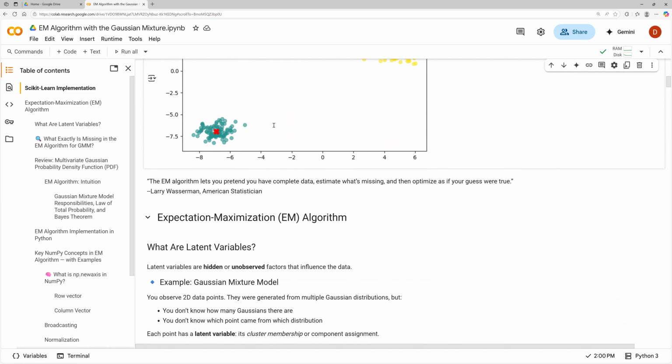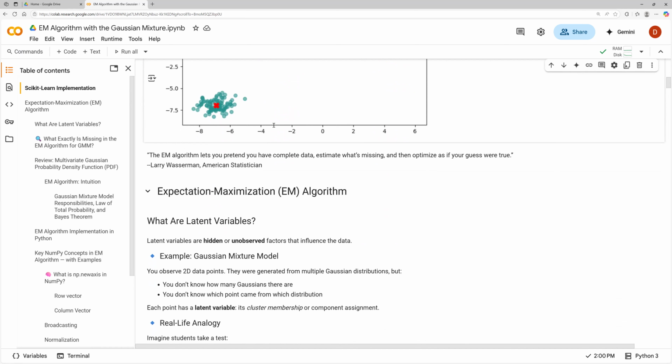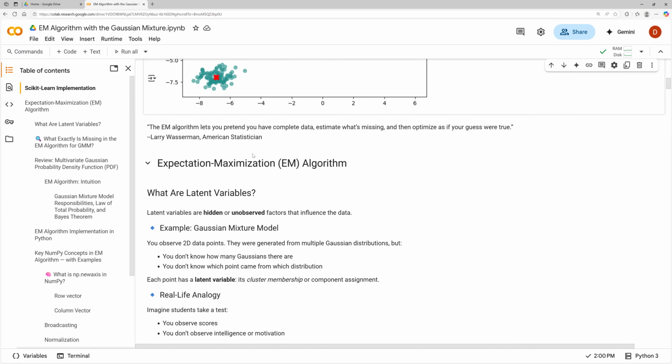So here's a saying that pretty much sums up what the EM algorithm does, and it's by an American statistician by the name of Larry Wasserman. The EM algorithm lets you pretend you have complete data, estimate what's missing, and then optimize as if your guesses were true. Okay, we'll be seeing this. To have that in the back of your mind is pretty useful while we go through some of the steps. This is a high-level view of what the EM algorithm does.